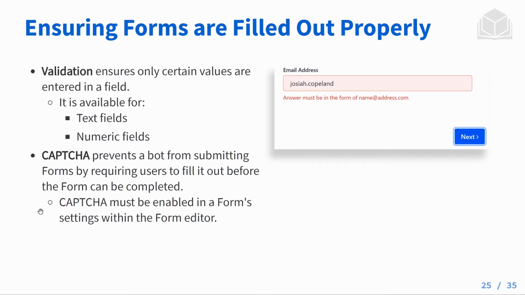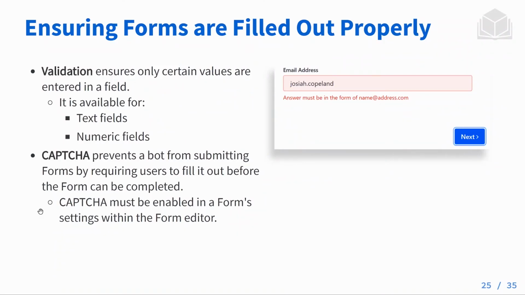Now, when we're going through forms, one of the things that we may want to do in order to make sure that the results and data that we gather is proper and correct is to ensure that validation is there. Validation makes sure that the data being entered within the fields is correct according to whatever standards or options we've set. Some of the fields that we can enable validation for are text fields and numeric fields.